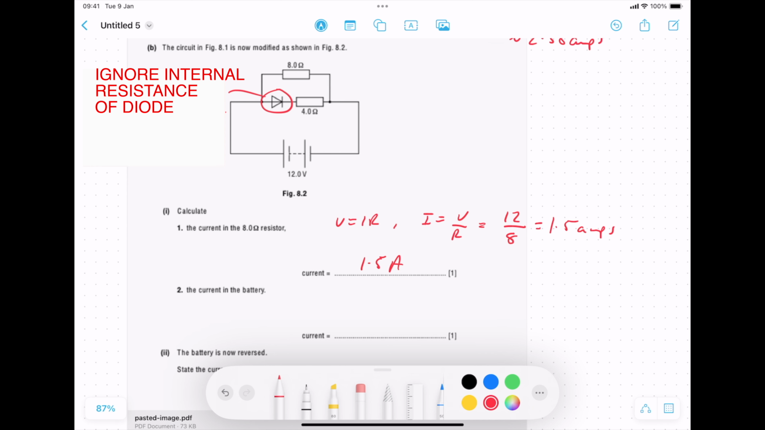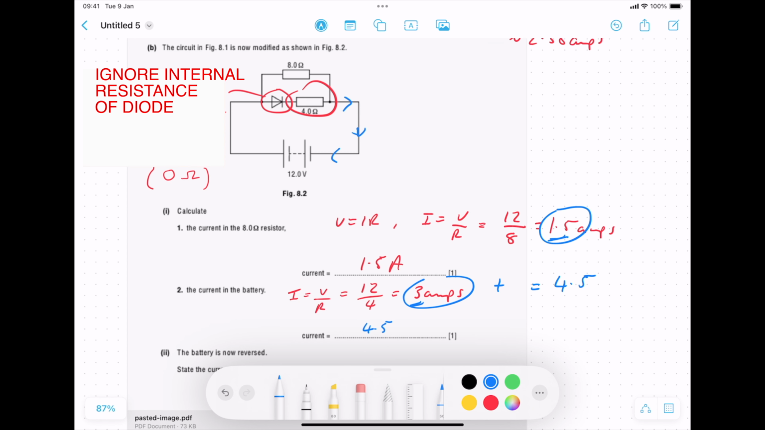Now remember what I just said. We're going to treat the resistance of the diode as zero. I can just go ahead and work out what the current will be along the branch with the 4 ohm resistor. This time it's going to be 12 divided by 4 gives us 3 amps. So therefore, we know the current along the 4 ohm resistor branch is 3. We know the current along the other branch is 1.5. In parallel, current always splits across the branches and then adds back together. So the current is 4.5 amps.